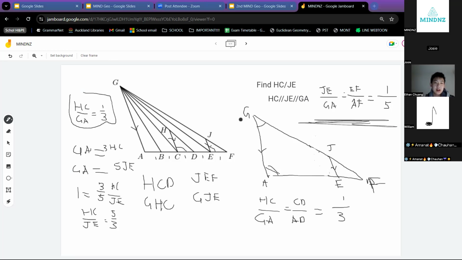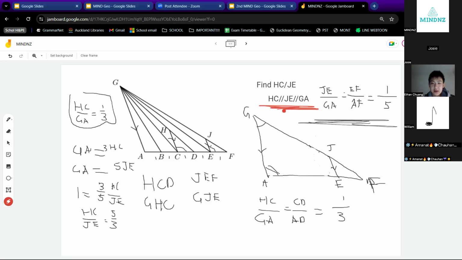Yeah, so I guess the main motivation for this question is seeing this condition they gave us. So we're trying to look for similar triangles using HC, JE, and GA. And then once you find everything in terms of GA, then you can just divide to find the ratio, if you understand.